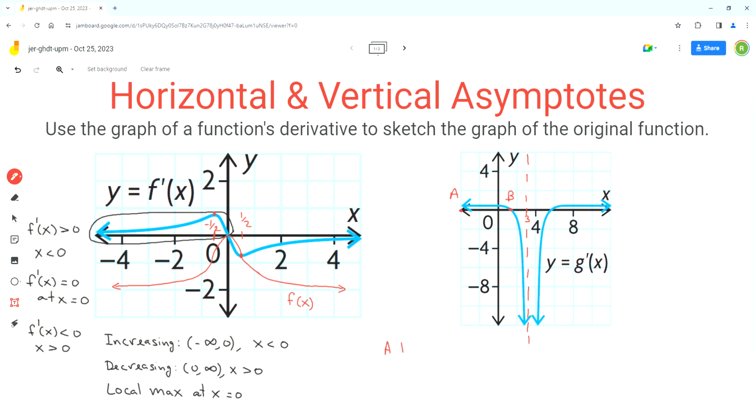So from A to B, prime of g at x is greater than 0. That means from A to B, the function is increasing. So g at x is increasing. Now from B to C, which is x equals 3, the function is decreasing, because prime of g at x is less than 0. So g at x is decreasing.